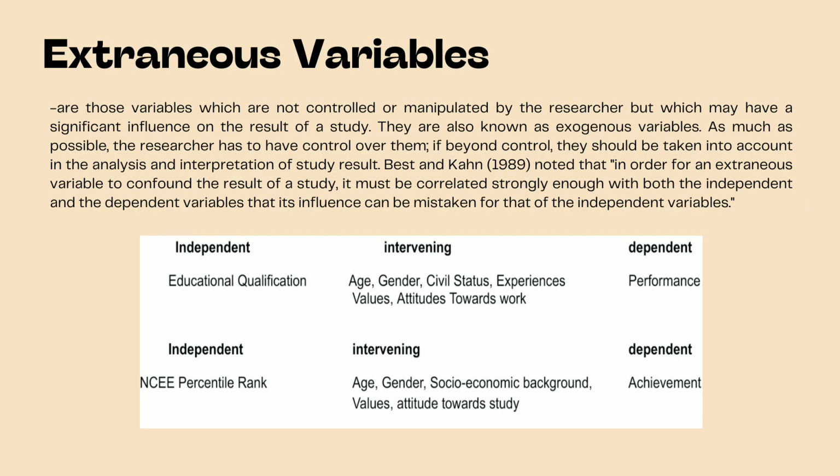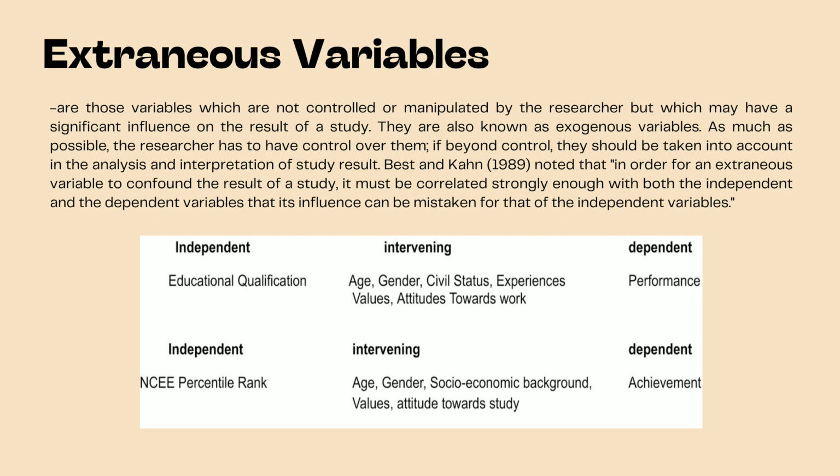Next, extraneous variables are those variables which are not controlled or manipulated by the researcher but which may have a significant influence on the results of a study. They are also known as exogenous variables. As much as possible, the researcher has to have control over them. If beyond control, they should be taken into account in the analysis and interpretation of study result.